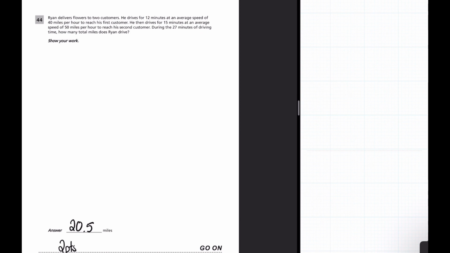Ryan delivers flowers to 2 customers. He drives 12 minutes at a speed of 40 miles an hour. Then he drives for 15 minutes at a speed of 50 miles an hour. During the 27 minutes of driving, how many total miles did he drive? Okay, so again, I'm going to split between the two. And the first one, he did 12 minutes at 40 miles an hour. So I'm going to make a ratio table.